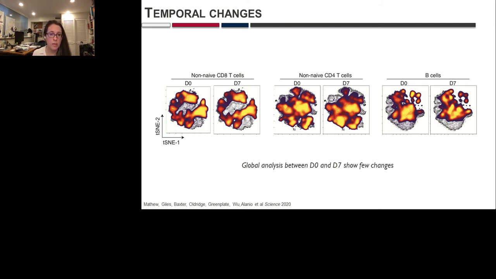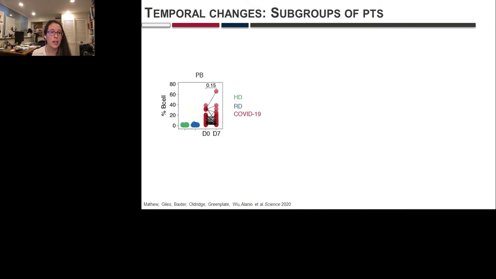The take-home message here is that you don't see any dramatic global redistribution of the cellular density on these plots between these two different time points. So relatively few changes over time at this global level. But what about individual patients? The example I'm showing here is of those circulating plasmablasts. If you look at the two time points from day 0 to day 7, there's no statistical difference. But if you squint, you can see some lines that are going up, some that are going down, and then some that appear to be staying the same.